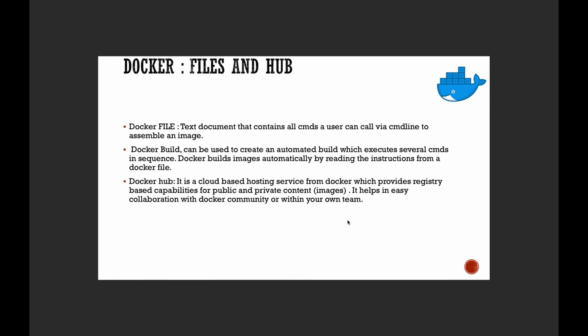Now coming to Dockerfiles and Docker Hub. What is a Dockerfile? A Dockerfile is basically a text document which contains all the commands a user can call on the command line to assemble a Docker image. For the Dockerfile name, the D should be capital and the other letters small, exactly Dockerfile, with no space, unlike how I've just used it for the definitions. We'll see that in the practical part.